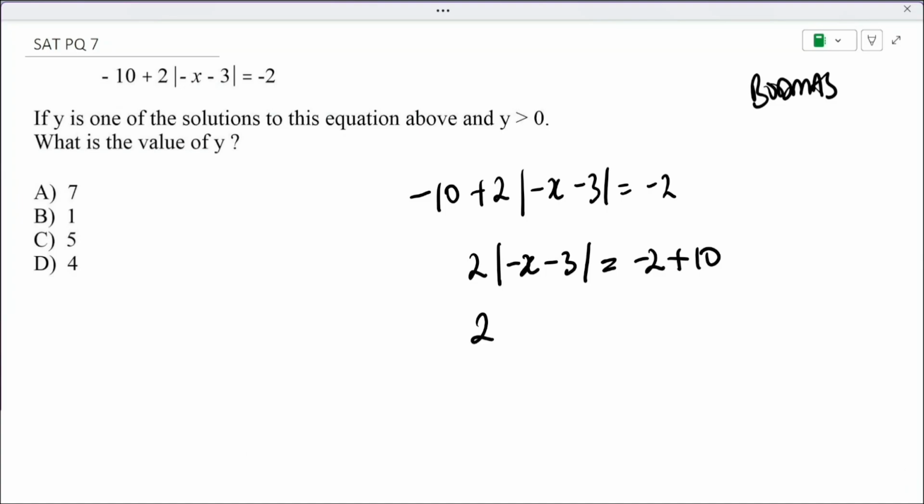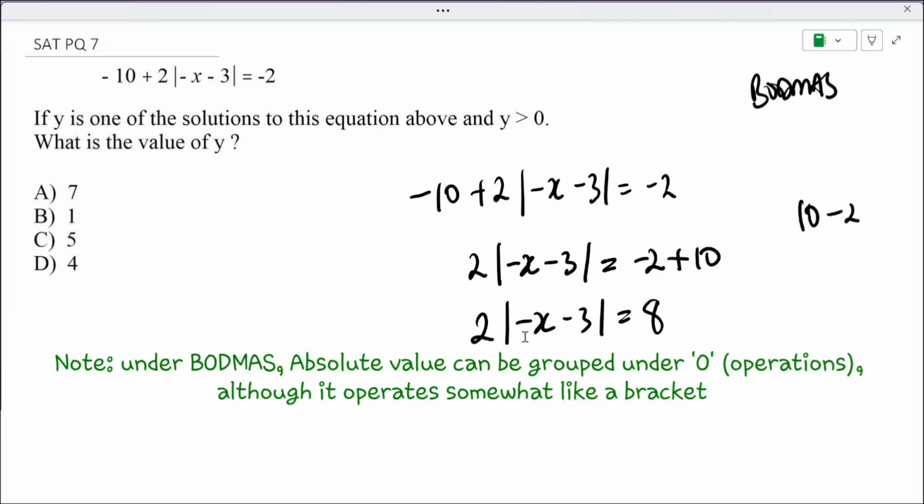Now we have 2 times the absolute value of negative x, negative 3 equals negative 2 plus 10. You are owing 2, you have 10. Since the 10 owns positive, you can still write it as plus 10 minus 2. It will give you 8. So you have this as 8. Next, you have the 2 linked to the absolute value by times. And the absolute value operates like a bracket, and you're doing reverse. So you get rid of the 2 first before we consider the absolute value.